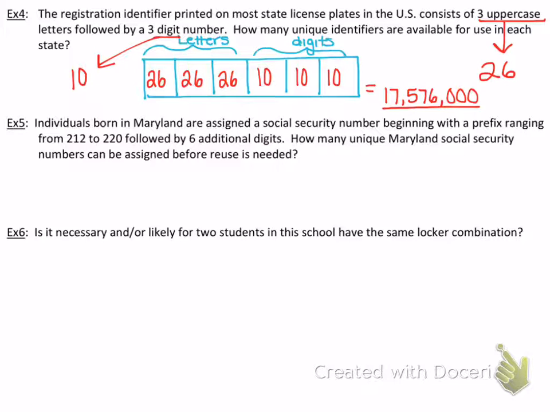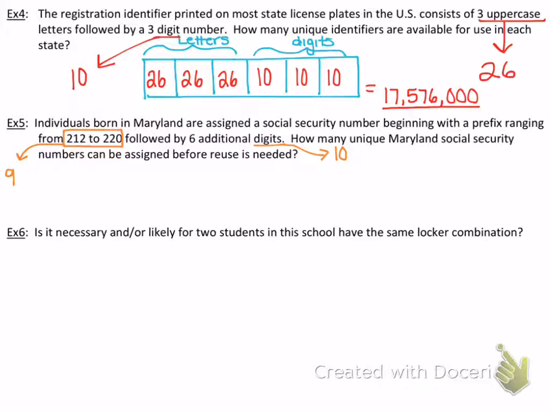Example 5. Individuals born in Maryland are assigned a social security number beginning with a prefix ranging from 212 to 220. So first, how many is that? If I include 212, 213, 214, all the way up to 220, that's going to be 9 possibilities. Now remember, 212 is just representing one number, even though it is 3 separate digits. But then it says followed by 6 additional digits, and we know that we have 10 possibilities for that.